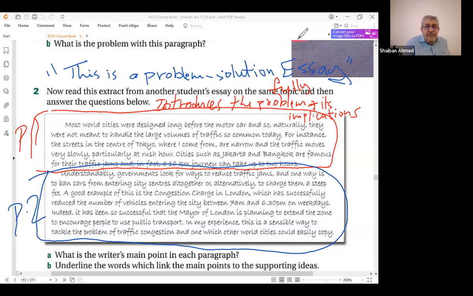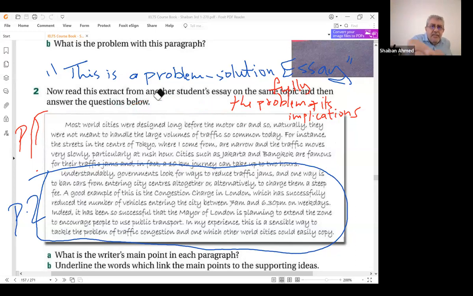First, you have to introduce, I want to change this in here. We say to introduce, not introduces, just a minute, to introduce the problem fully, to introduce fully and its implications. So he's talking about the problem first.